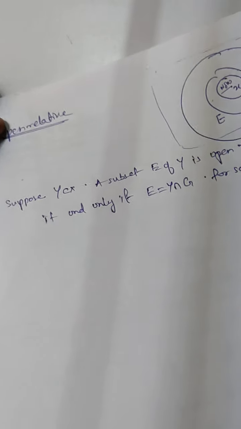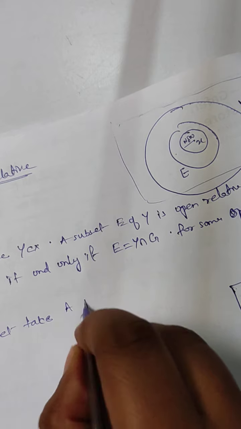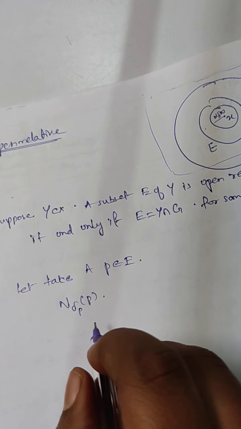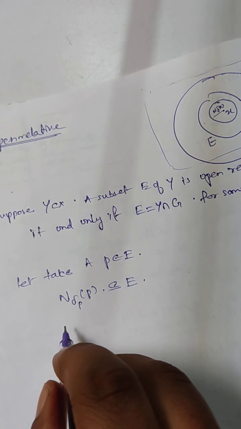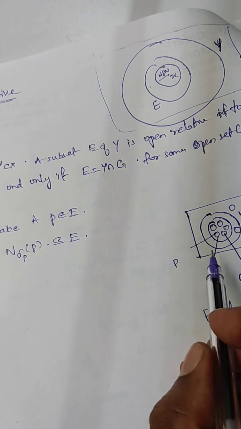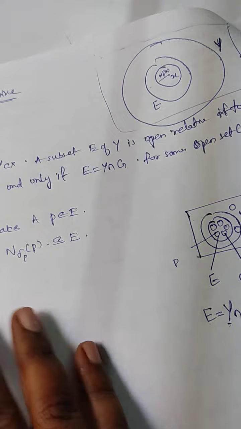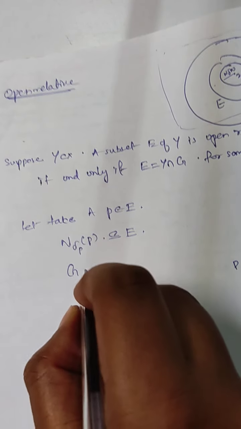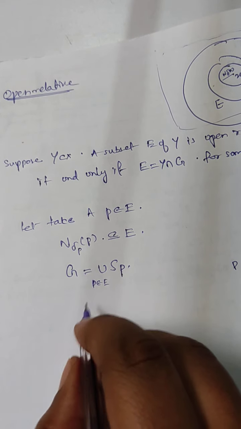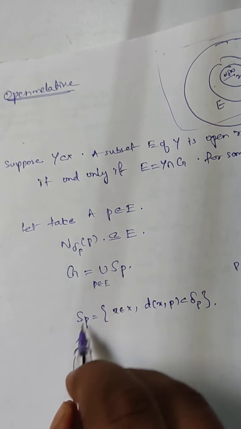Now for a precise explanation, let us take a point P belonging to E. So there exists a neighborhood N(P) of P, which is a subset of or equal to E. We are considering the point P with the neighborhood N(P), which is a subset of E. If I consider G equal to the union of the sets S_P, P belonging to E, then this union of S_P means the set of x belonging to X such that the distance from x to P is less than delta_P. Now we have considered a set S_P.